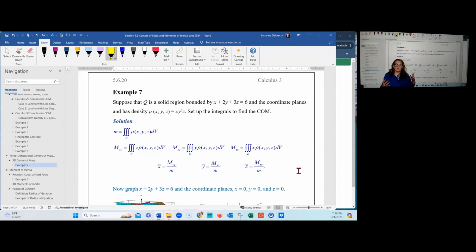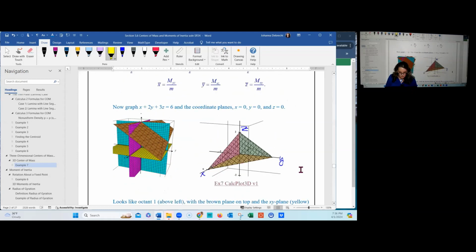So first things first, we plot everything that we have. So we have this slanted plane, x + 2y + 3z = 6. We have x = 0, y = 0, z = 0. So we have those 3, which I've graphed here on the left. So the yellow is the xy plane, z = 0. And the hot pink color right here is the xz plane, where y = 0. And the turquoise blue is the yz plane, where x = 0. And then the brown is the slanted plane that we were given the equation for, x + 2y + 3z = 6. So I need the region that's trapped inside all of these.